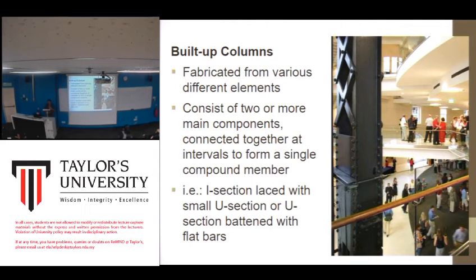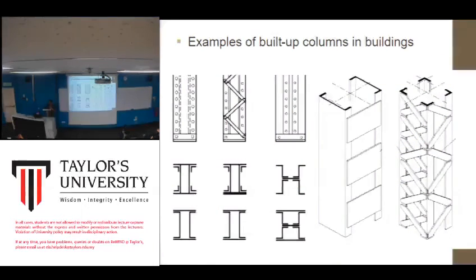So it consists of two or more main components connected together at intervals to form a single compound member. For example, I section with small U section, or U section battened with flat bars. Right? So these are flat bars. Okay, so this could be I section. Right, the main component is the I section, and you have steel plates, okay, steel bars, okay, bolted to the main component. So examples of build up columns in buildings, you can see it can come in different design, right?